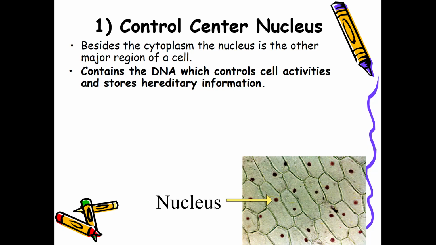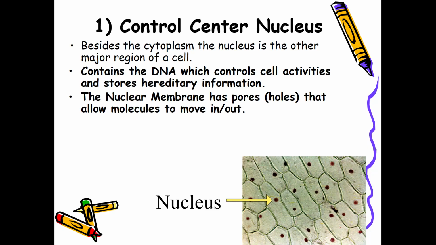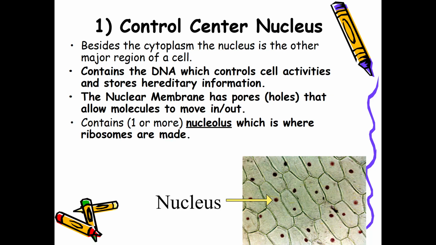We're going to learn a lot more about DNA next semester. We're going to have a whole unit talking about DNA and how DNA leads to proteins. And then you have your nuclear membrane. So it's the part that surrounds the nucleus and has little holes in it that allows molecules to move in and out. And it has at least one nucleolus. And the nucleolus is where ribosomes are made. And ribosomes are very important. We're going to talk more about them in a minute.